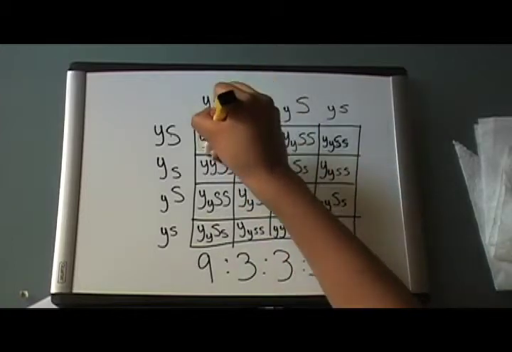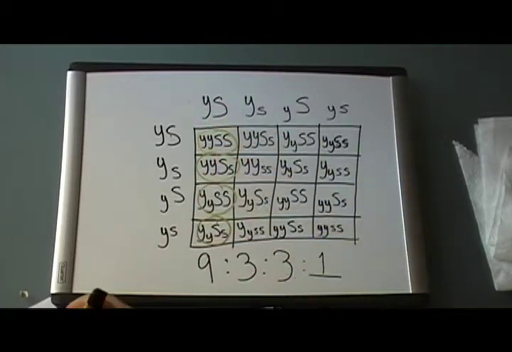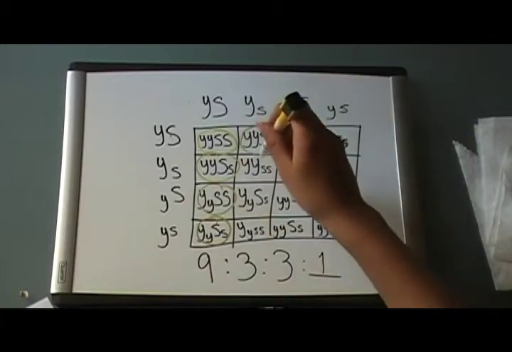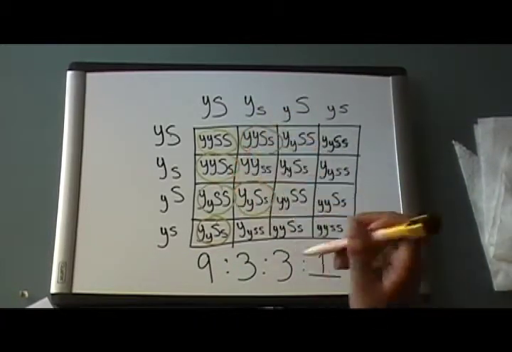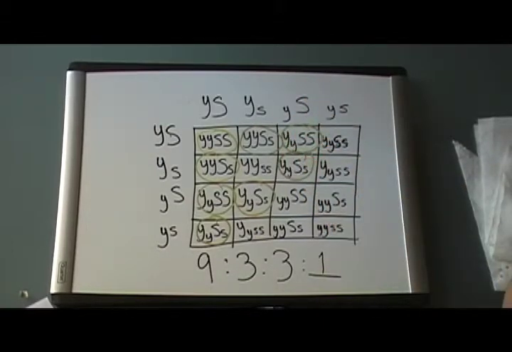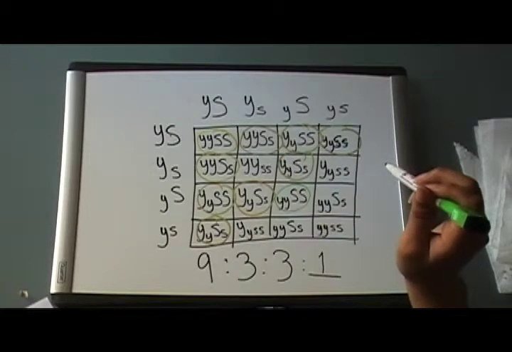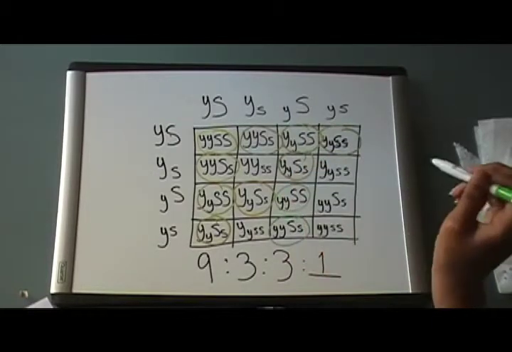In this Punnett square, we circled the yellow short pea plants with a yellow marker, and we circled the green short pea plants with a green marker, and we circled the green tall pea plants with a black marker. And as you can see, the ratio of this phenotype is 9:3:3:1. And that is the ratio of a dihybrid cross.